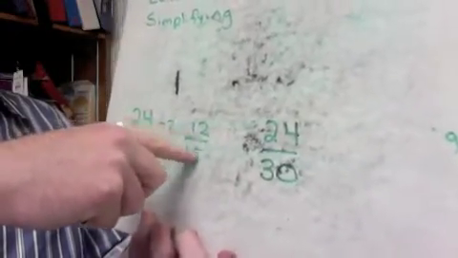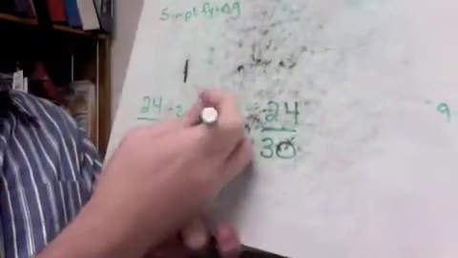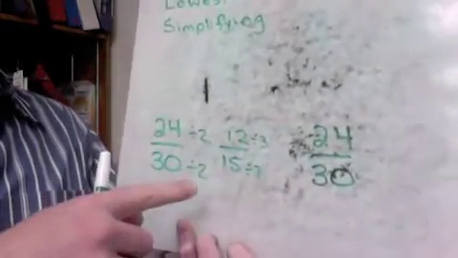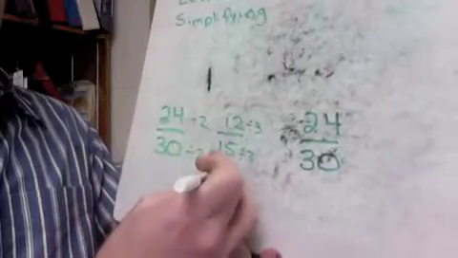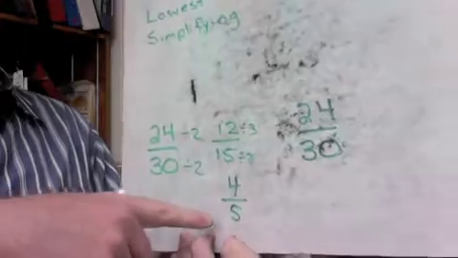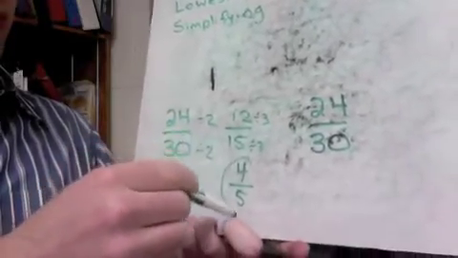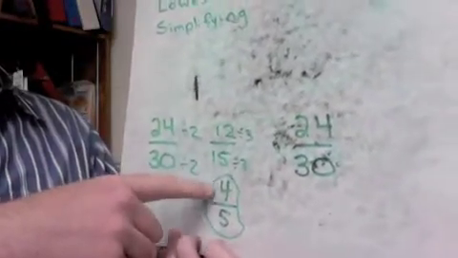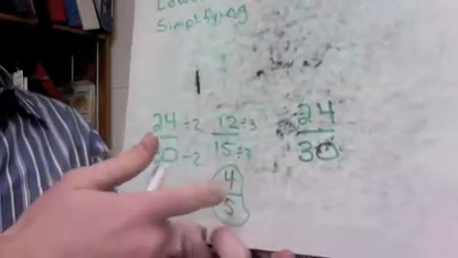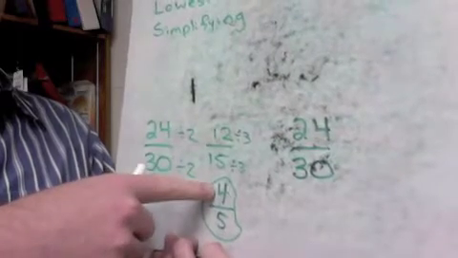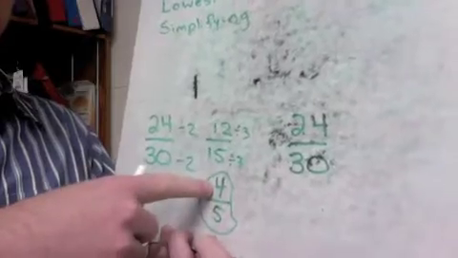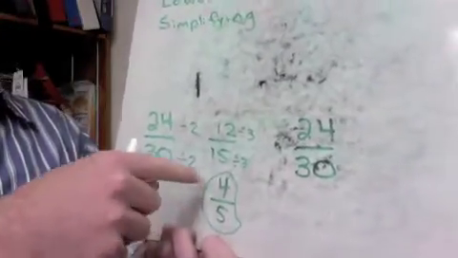So I need to find something that goes into 12 and 15. I know that 3 can divide into 12 and 15. So if I divide both of these by 3, 12 divided by 3 is 4, 15 divided by 3 is 5. Now I've got 4/5. This is our final reduced form here, because there is not anything that can go into 4 and 5 besides 1 to make the numbers any smaller. 2 goes into 4, but it doesn't go into 5. 5 goes into 5, but it doesn't go into 4. So this is our final form here.